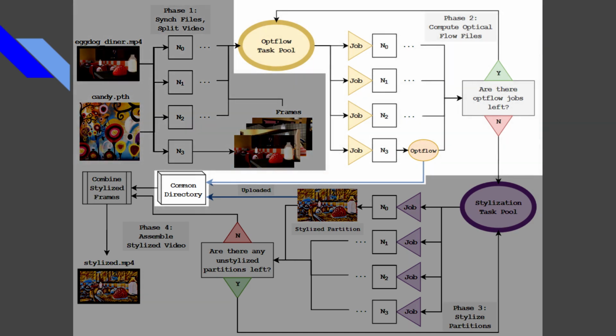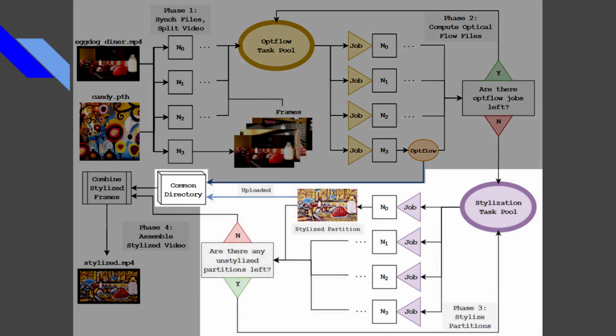Phase 2 calculates optical flow. This process is organized in the form of tasks, where a task denotes computing the 3 optical flow files between a pair of consecutive frames. Once a task is claimed, the node that claimed it will compute the optical flow between a pair of adjacent frames, forward and backwards, and the consistency check, placing all 3 resulting files in the shared directory.